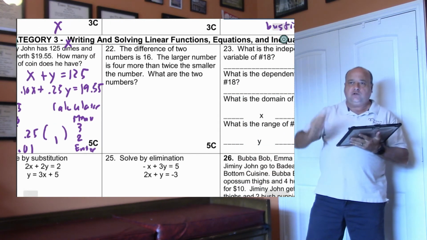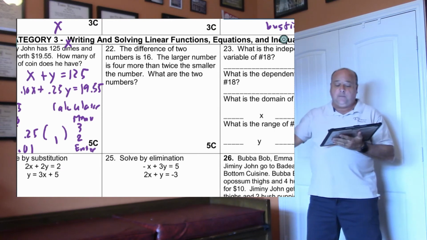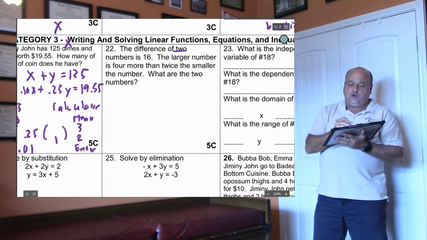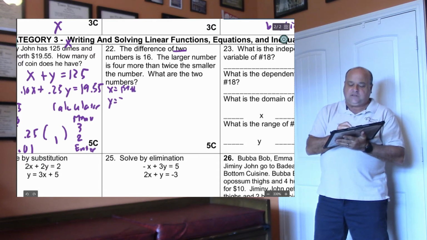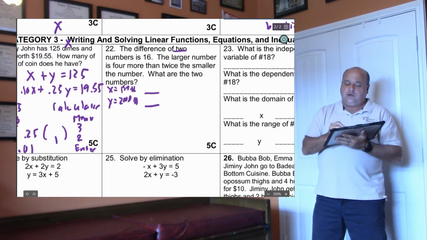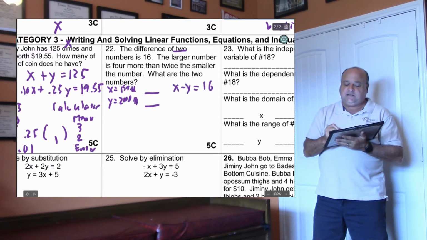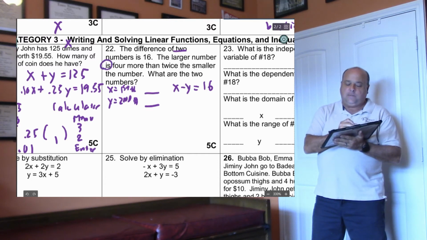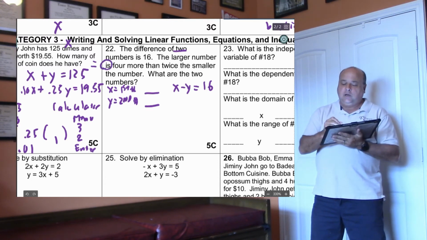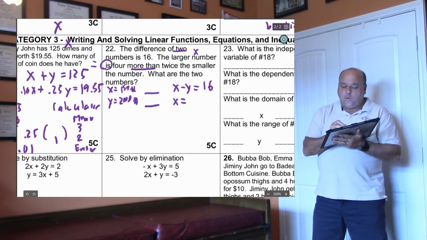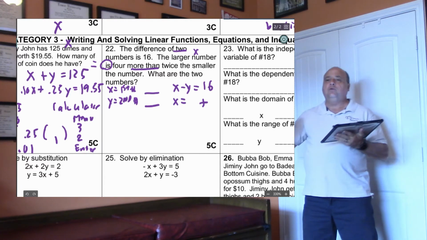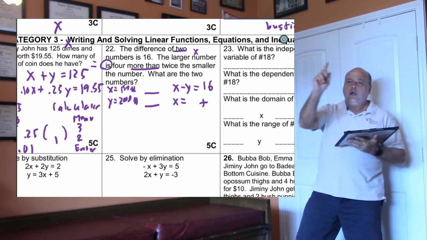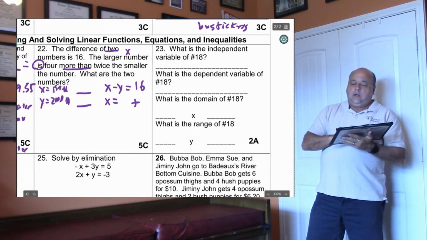Number 22, you'll also do on the calculator after you set the problem up. On this one, we have two numbers. So x equals first number, y equals second number. Draw blanks. So the difference of the two numbers, that's going to be x minus y is 16. Then this right here is going to be your equal. Okay, so let's make the larger number be x. So x equals more than is plus, and then see if you can write it in. I'm going to let you do that on your own. Use the calculator.